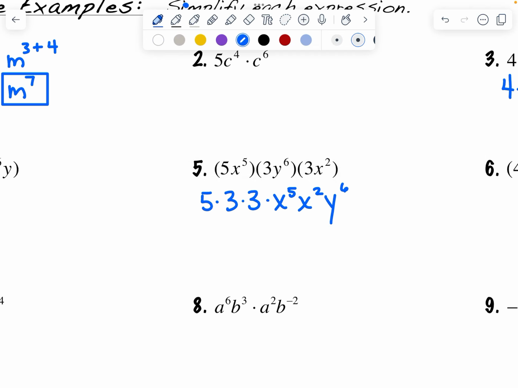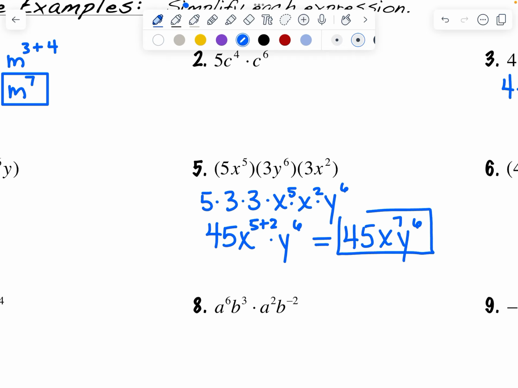Okay, because multiplication, and that's what this is, is all commutative. So we have 5 times 3 is 15. 15 times 3 is 45. So we have 45x to the 5 plus 2 times y to the 6th. So then we simplify it completely. We get 45x to the 7th power, and we just tack our y to the 6th on. Okay, and there you have it. There you go. Okay.